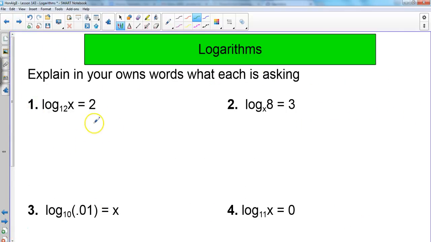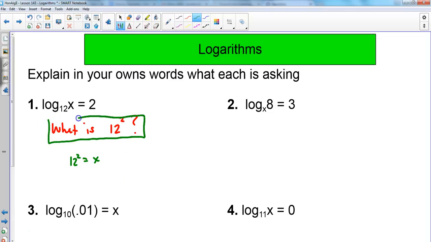Alright, next thing we want to do, we want to explain in our own words what each one of these things is asking. So log base 12 of x is equal to 2. What this is asking is, what is 12 to the second power? So log base 12 of x equals 2 is just literally asking, what is 12 squared? If we want to write that in exponential form, we would write 12 to the second equals what? Or equals x in this particular case. This is in our own words though. What is 12 squared? That's what this logarithm is asking.